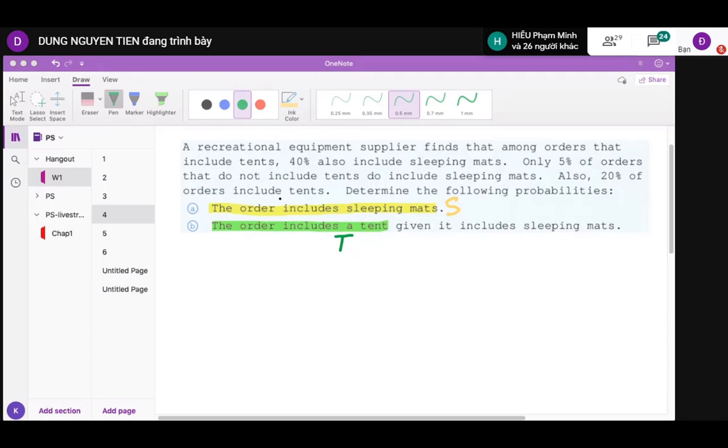I got the answer 0.13 perhaps for the first question and 0.615 for the second. Very good. Let's give it a try.